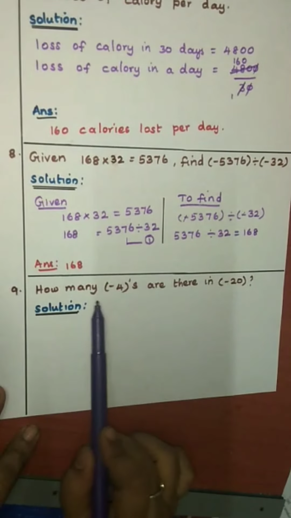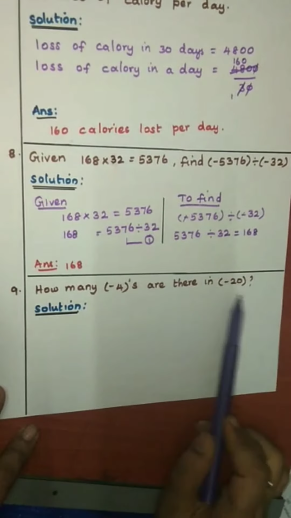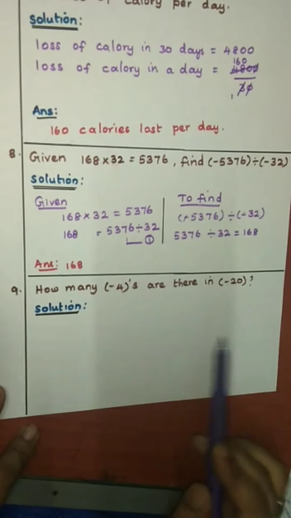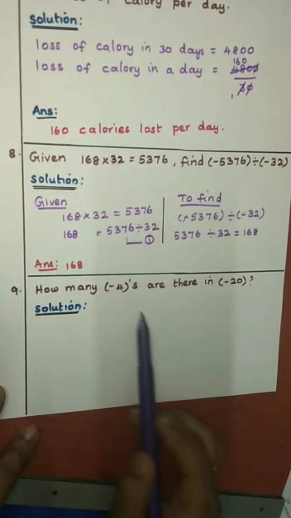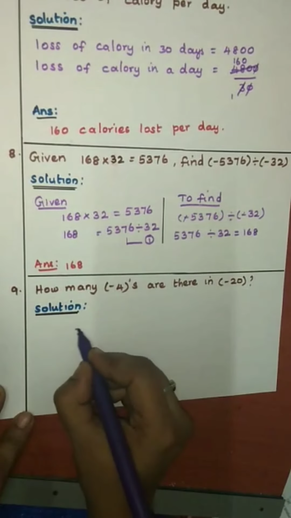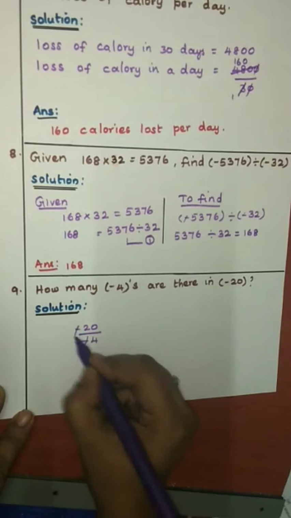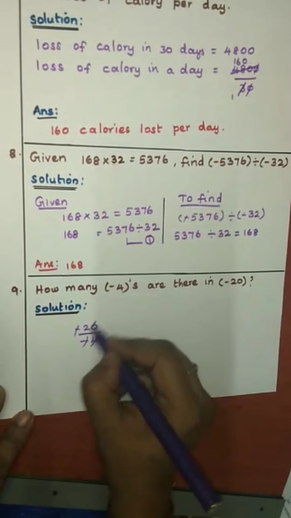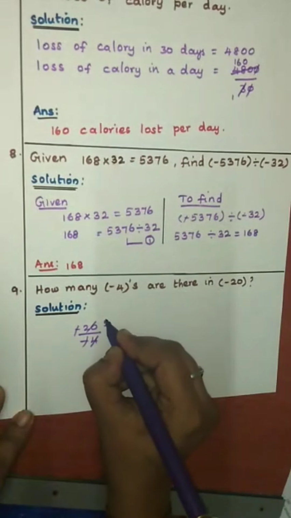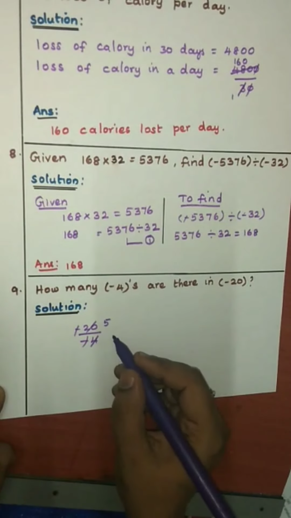Ninth problem, how many minus 4s are there in minus 20? How to find? Divide minus 20 by minus 4. So minus 20 by minus 4. So minus sign get cancelled. How many 4s are there in 20? 5 4s are there in 20. So the answer is 5.